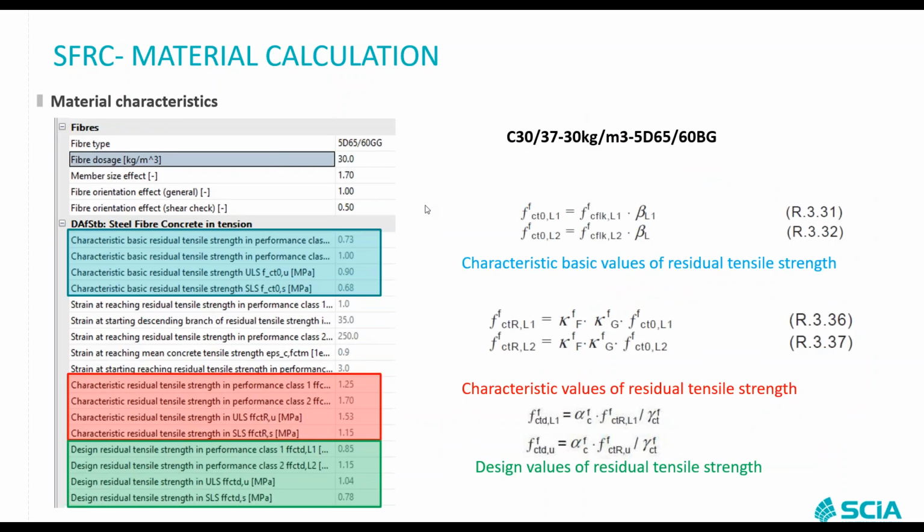Finally, if you look inside SCIA Engineer and open the library of the steel fiber concrete, you can see it is divided into three parts, and this is what's important for us. The first part is the characteristic basic value, then the residual tensile strength, and the final one is the design value of the residual tensile strength. Keep that in your mind. This is in fact what we use in SCIA Engineer inside the checks and inside the calculation of the dosage. So this is a very important value, and I will explain a few things about those values later.